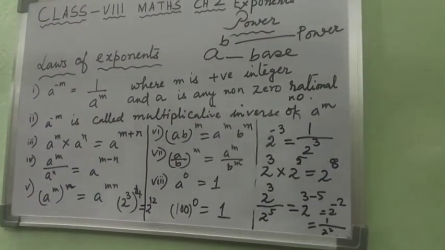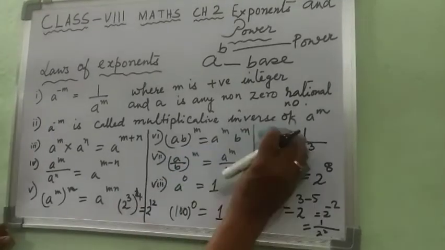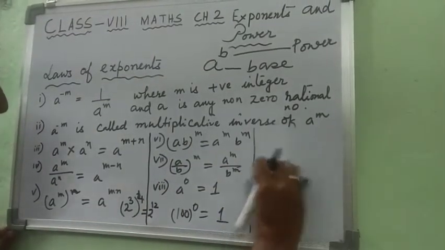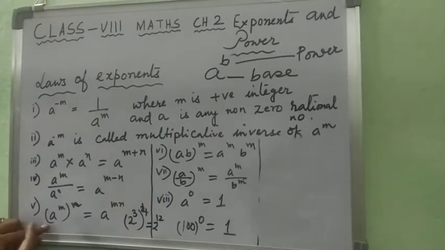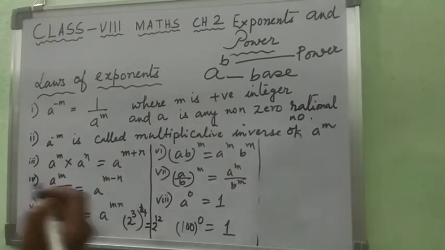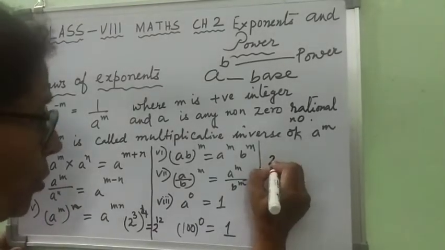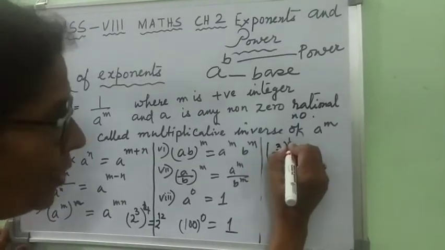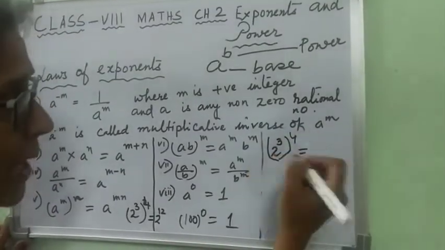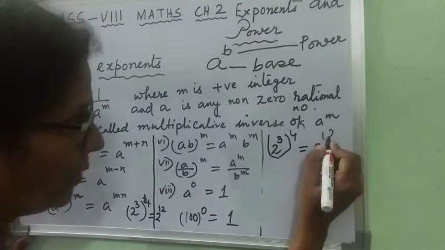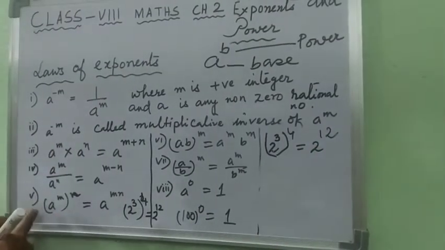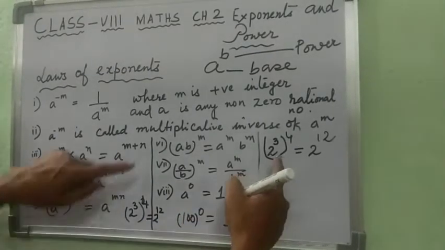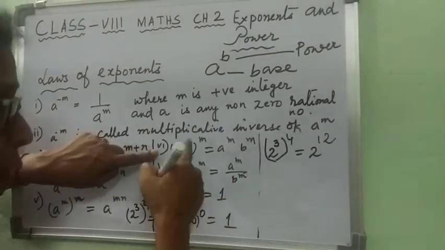Now the next form, a to the power m whole to the power n. Suppose a equals 2, m equals 3, n equals 4. Then we have to multiply the powers, so we can write 2 to the power 12. So it comes in the form of a to the power m whole to the power n equals a to the power mn. Next, a b whole to the power m.